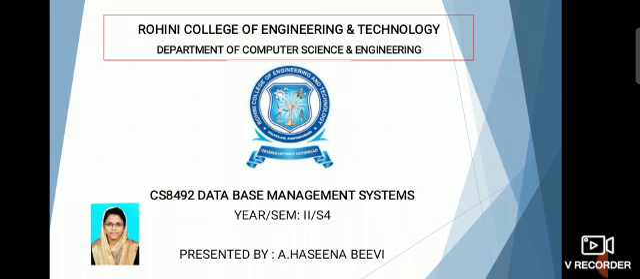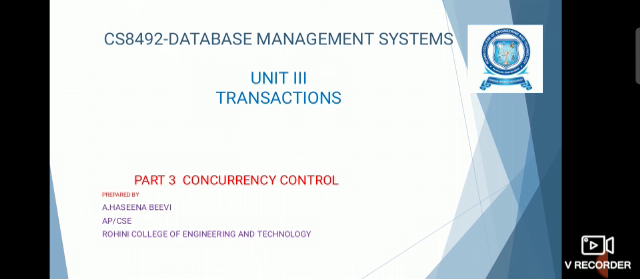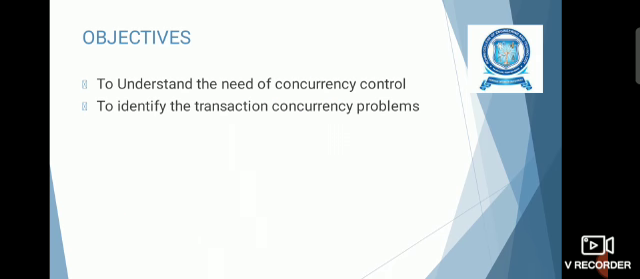This is the video presentation for another topic for the subject Database Management System. We will see one topic, Concurrency Control, from the third unit. Before that, we can see the objectives of studying this topic: to understand the need of concurrency control and to identify the transaction concurrency problems.